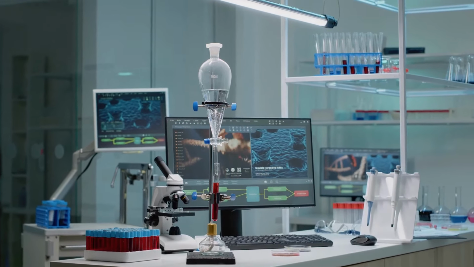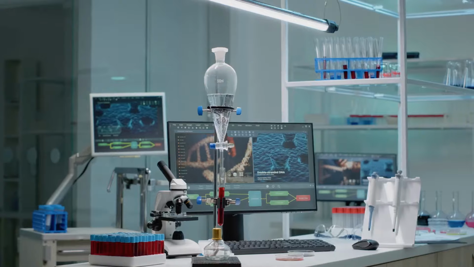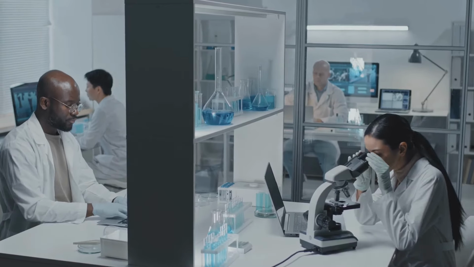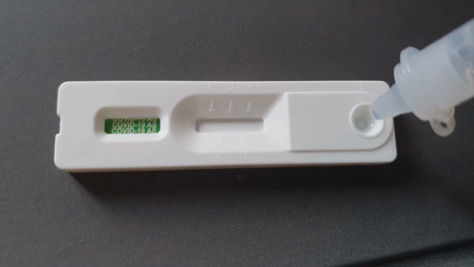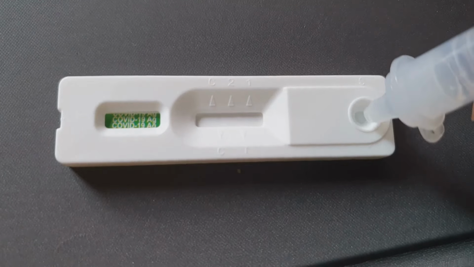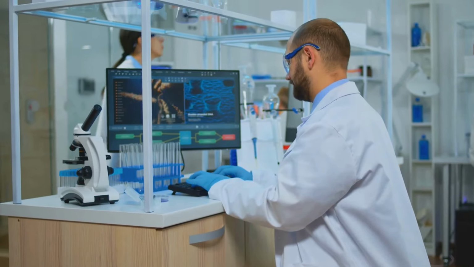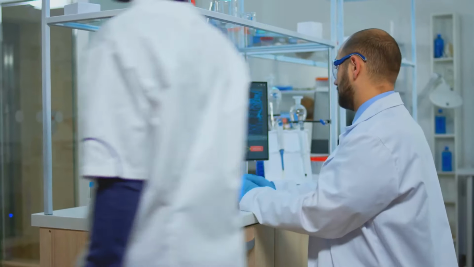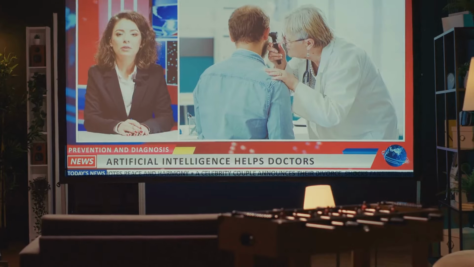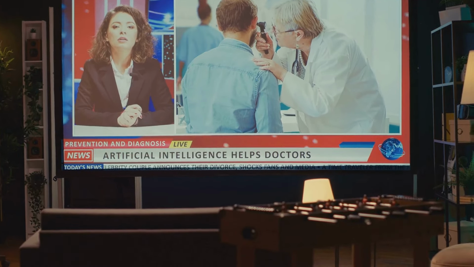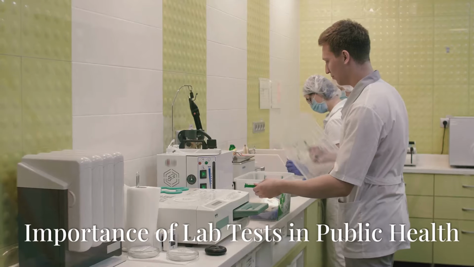Did you know that lab testing technology is constantly evolving? Here are some cutting-edge advancements. Rapid tests provide results in minutes or hours, such as rapid COVID-19 or strep tests. Genomic sequencing is used to study the DNA of pathogens, especially during outbreaks. And AI in diagnostics helps analyze test results faster and more accurately.